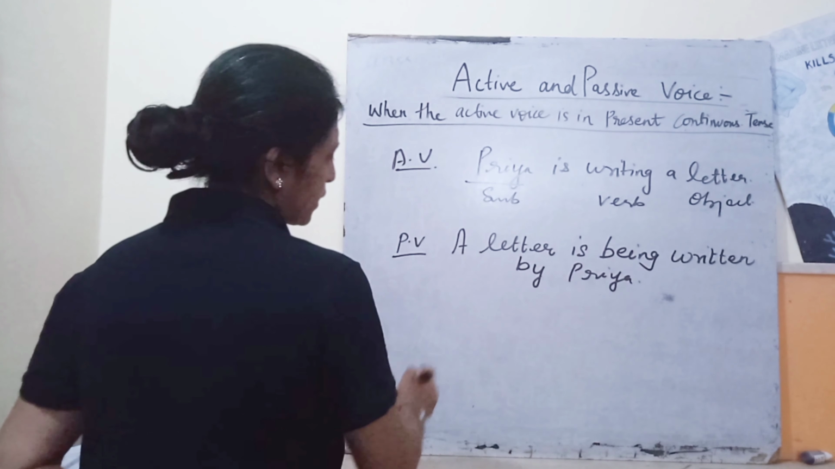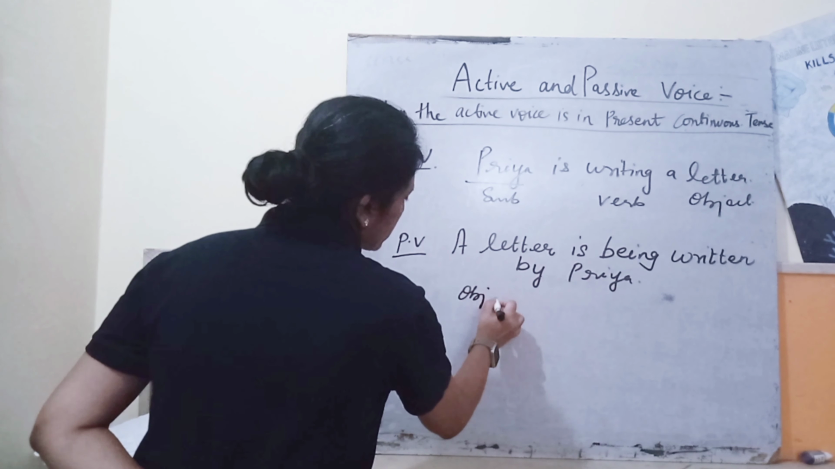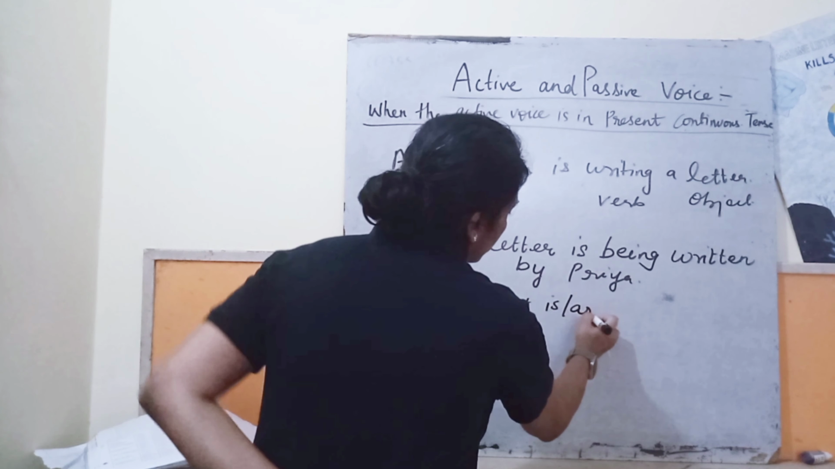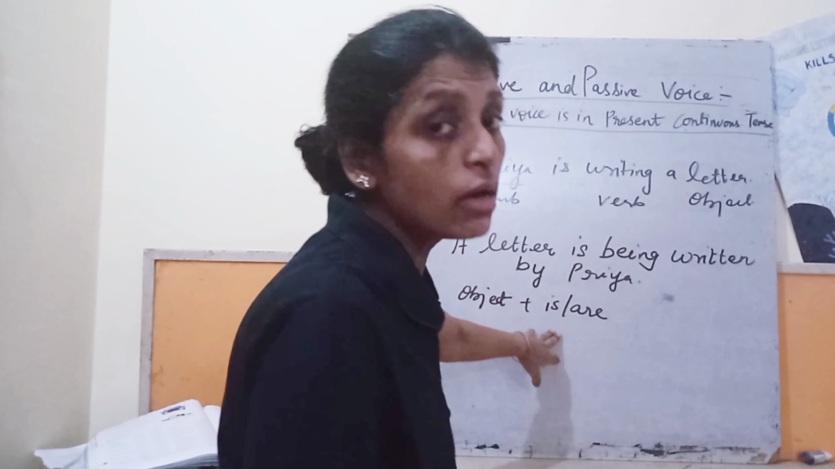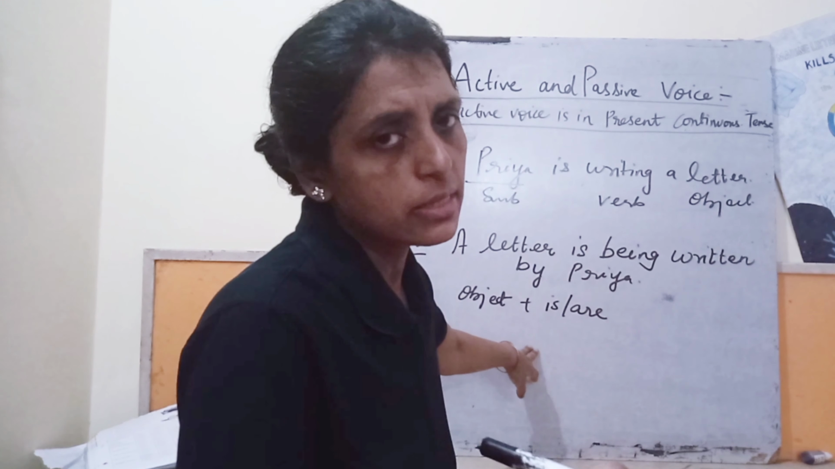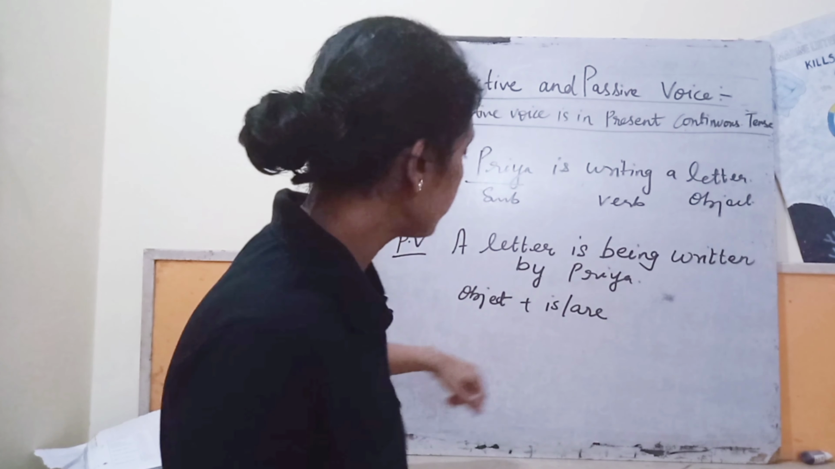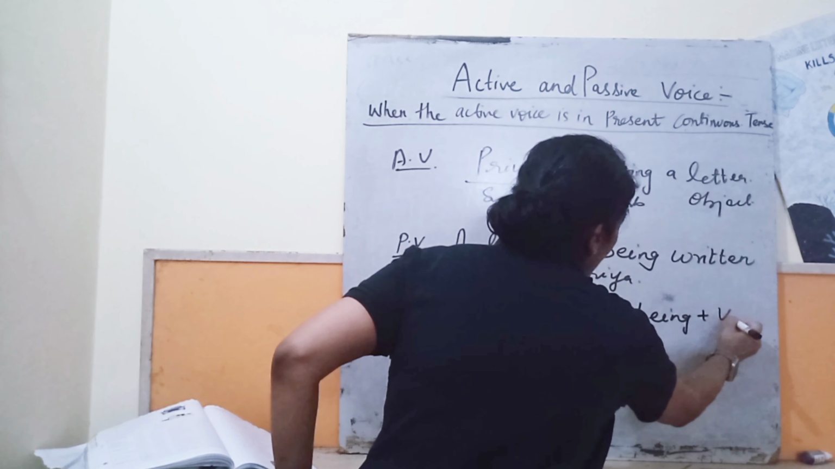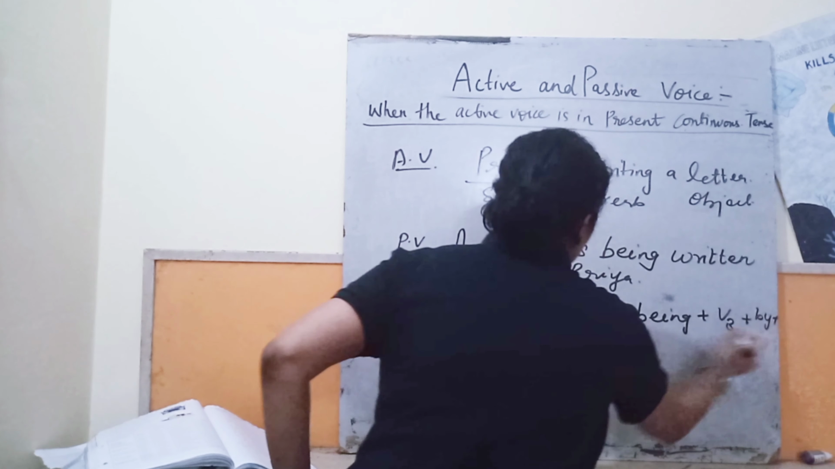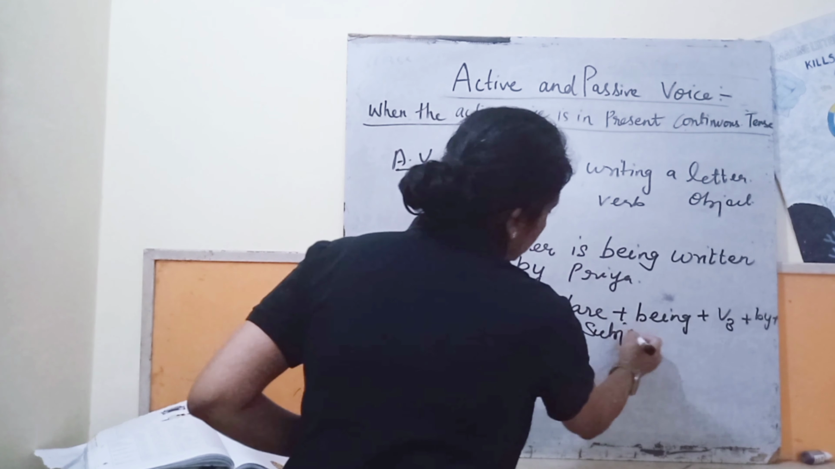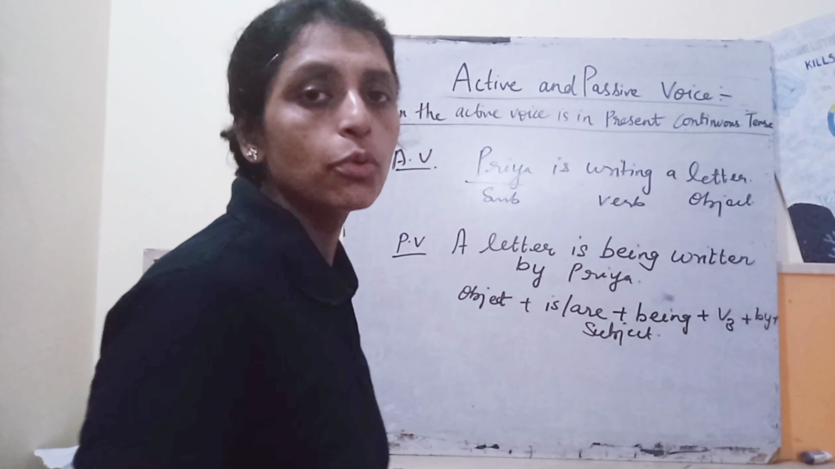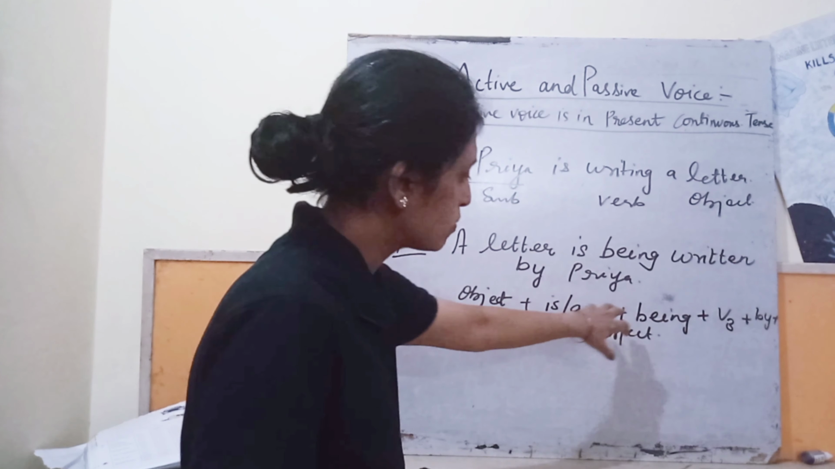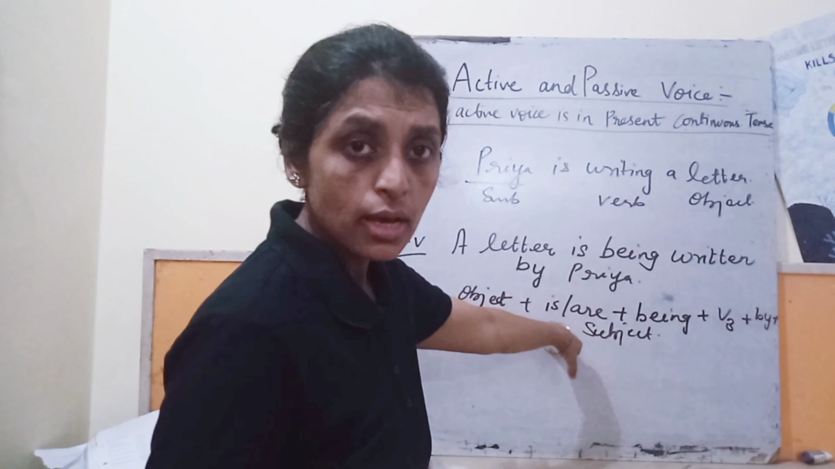In other words, it is the object plus is or are. We have to use this helping verb according to the number, whether the object is singular or plural. Is or are plus being plus verb's third form plus by plus subject. I will take one example when the object is in plural form, that also I am going to explain to you.